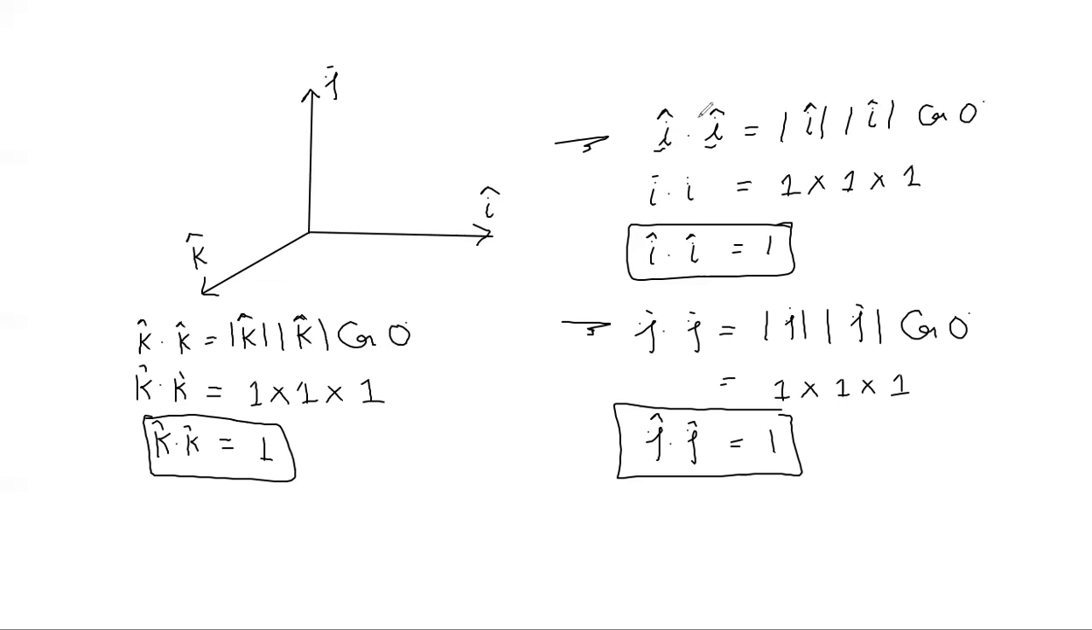Okay. So in a single line, we can write i cap dot i cap equal to 1. j cap dot j cap is also 1. k cap dot k cap is also equal to 1. So all these formulas are clear to all of you. i dot i equal to 1, j dot j equal to 1, and k dot k equal to 1.